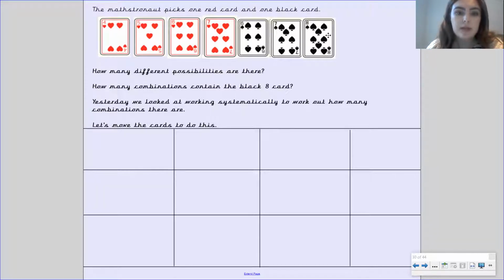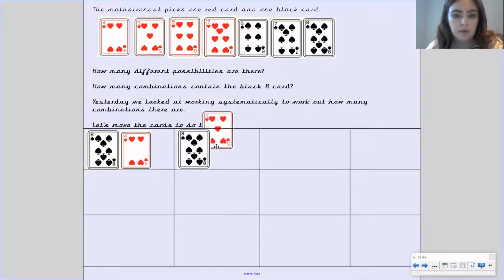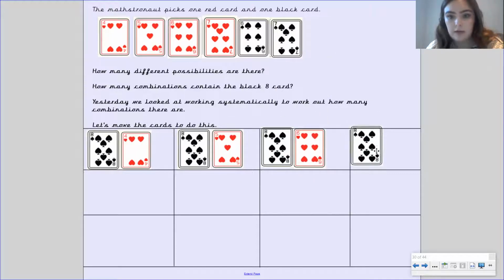Okay, so let's start with our 8 card. So we've got 8, and then I'm going to put him with the 4. Another 8, put him with the 5. Another 8, put him with the 6. And our final 8 to put him with the 7.